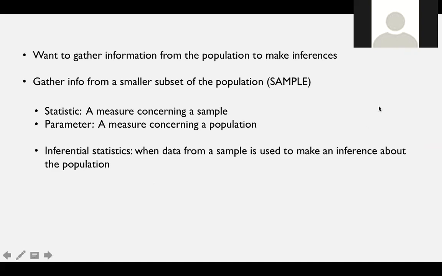A statistic would be a measure concerning a sample, and then a parameter is a measure concerning a population. Make sure you know the difference between a statistic and a parameter, because it becomes really important later on in the course when you're defining certain things. And then inferential statistics is when data from a sample is used to make an inference about the population.